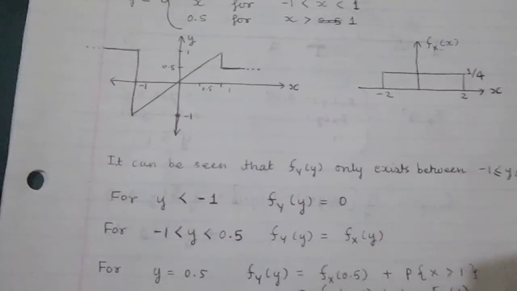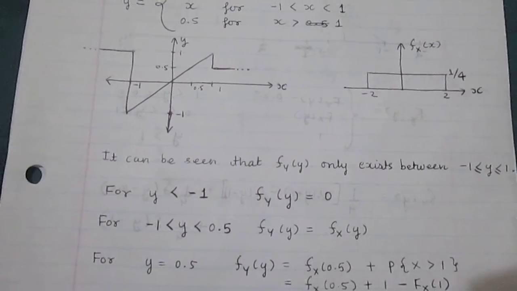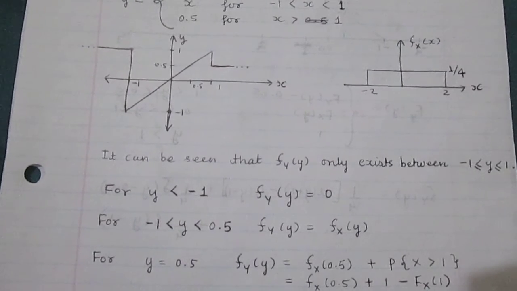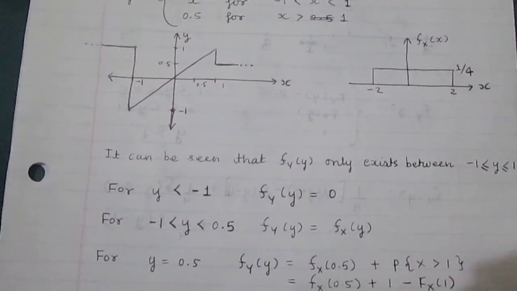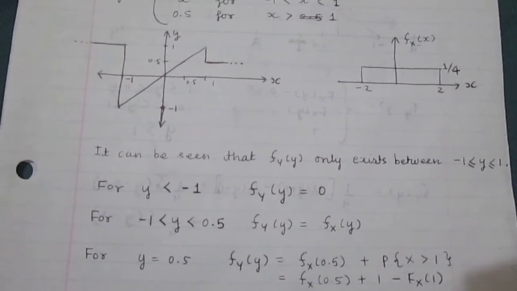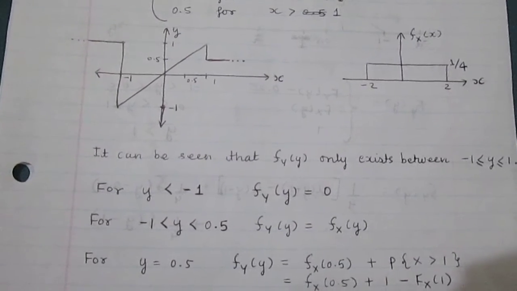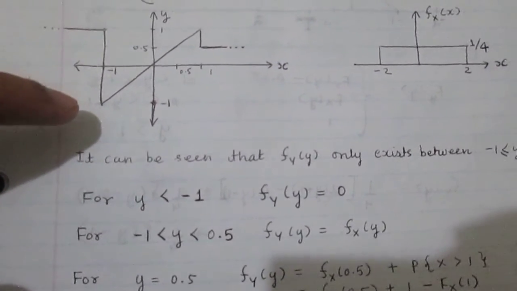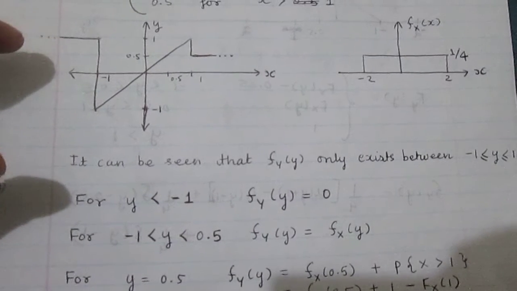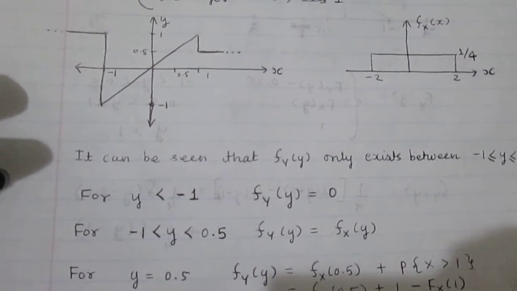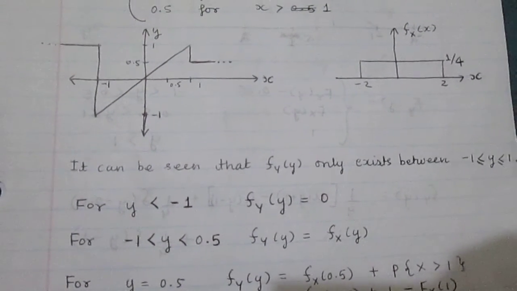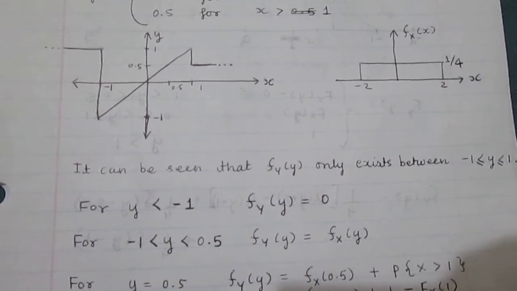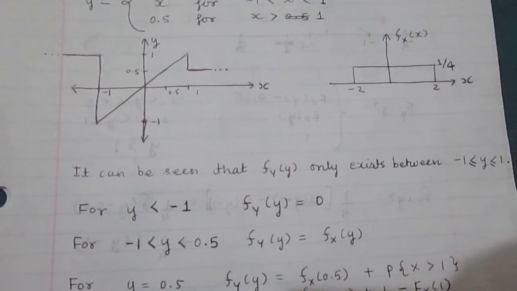Okay, so now to find the probability density function of y and the cumulative density function of y, we have to follow these steps. First of all, it can be seen that the value of y ranges from only -1 to +1. So the PDF, the probability density function of y, for y greater than 1 and y less than -1 should be equal to 0.